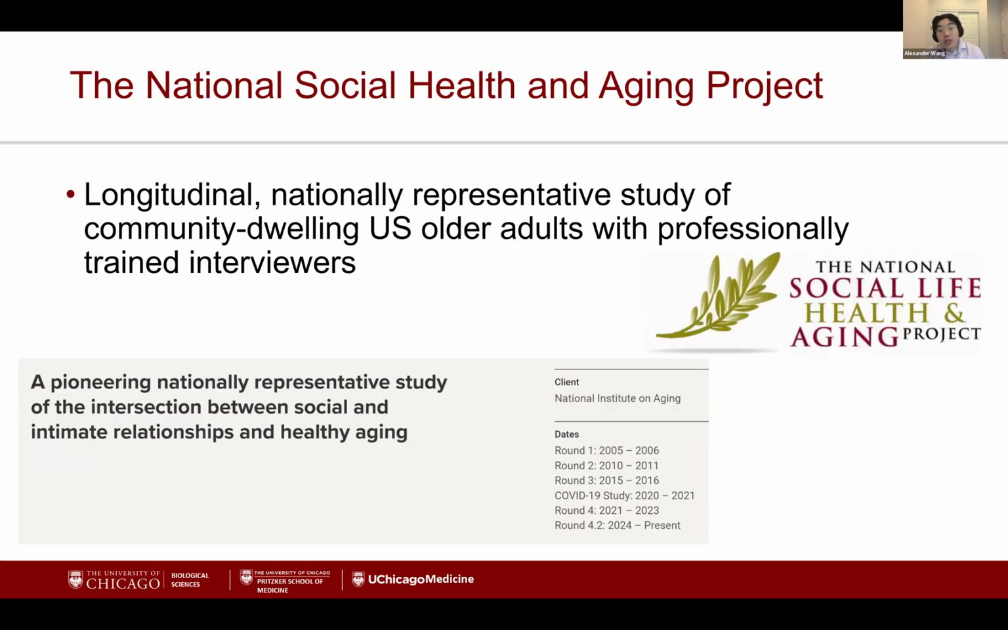The database that we used is called the National Social Life, Health, and Aging Project. It's a really, really cool project. It's a longitudinal, nationally representative study of community-dwelling older adults using professionally trained interviewers. Community dwelling meaning that they're not in skilled nursing facilities, they're out and about in the community. Here's a screenshot from the NSHAP website describing it, but I just want to point out this study has been ongoing functionally for 2 decades at this point. They started data collection in 2005, and then collect data pretty much every 5 years. Currently there's ongoing data collection, but our study looks at data from the first 3 rounds of NSHAP. So that's the 2005 to 2016 data collection.